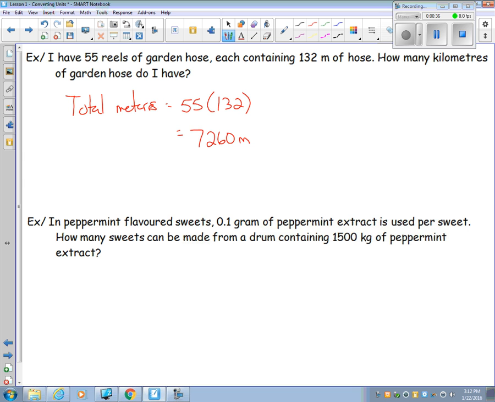So if we refer back to that chart, meters to kilometers, and we notice that's 3 steps up, which means I need to divide my 7,260 by 1, 2, 3 zeros, and we end up with 7.26 kilometers.